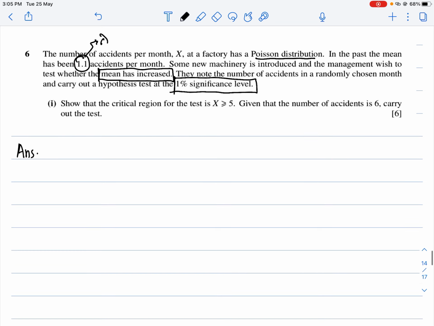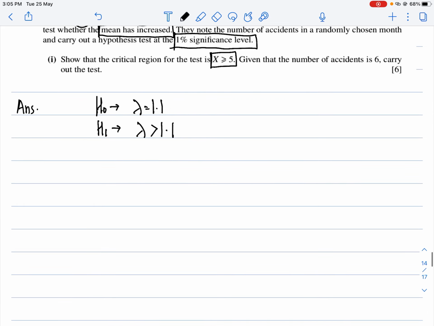We need to show the critical region, basically the area of rejection, or from where rejection starts, is x more than or equal to 5. So I can state my null hypothesis to be lambda equals 1.1 and my alternative hypothesis to be lambda more than 1.1. Because I need to say that rejection starts from here, I need to prove that x more than or equal to 4 is not rejected. So I'll write it like this.